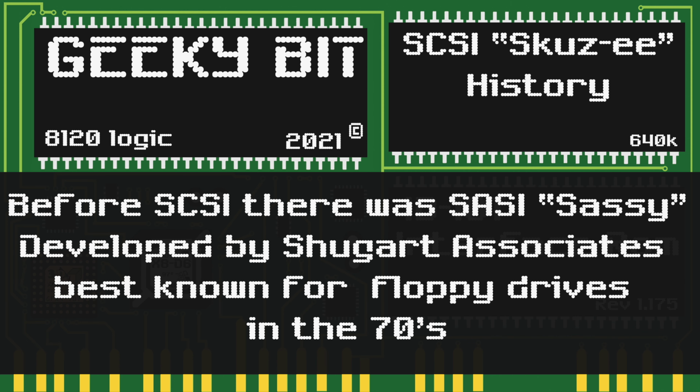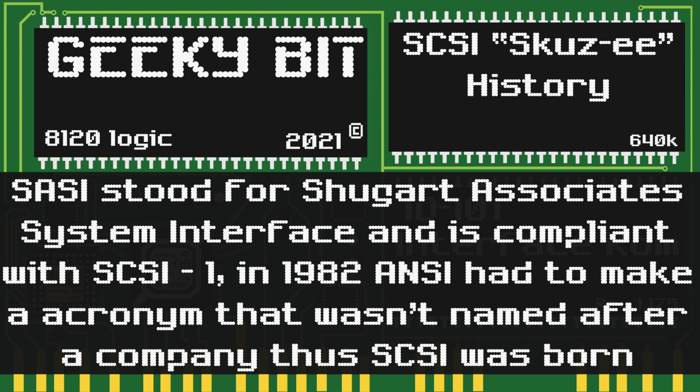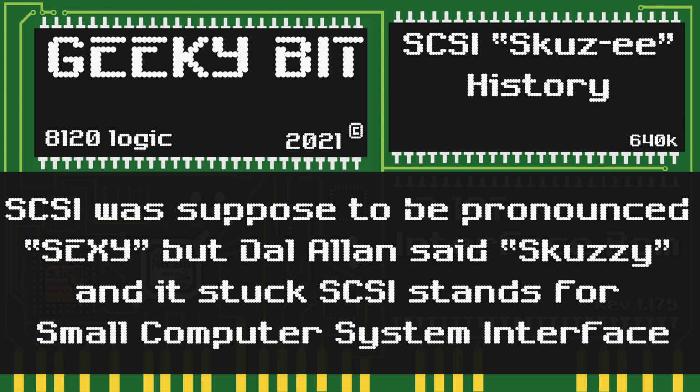If the name SCSI wasn't bad enough, there was SASI before SCSI, developed by Shugart Associates, best known for their floppy drives of the 1970s. SASI stood for Shugart Associates System Interface, and it is compliant with SCSI 1. In 1982, the ANSI had to make an acronym that wasn't named after a company. Thus, SCSI was born. SCSI was supposed to be pronounced sexy, but Dale Allen said SCSI, and it stuck. SCSI stands for Small Computer System Interface.